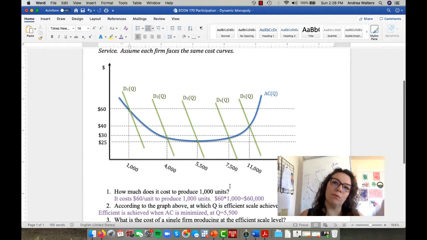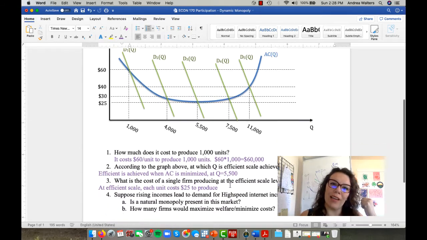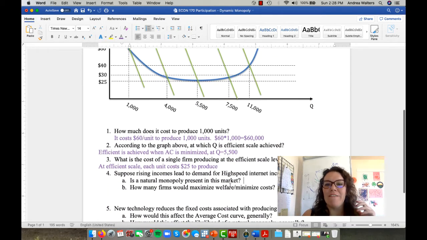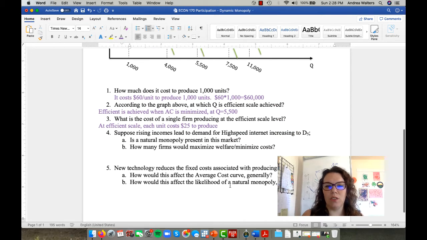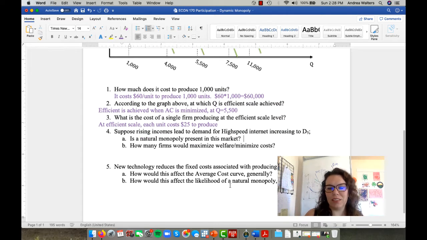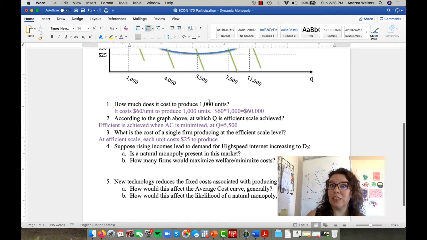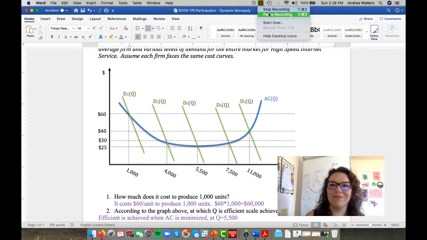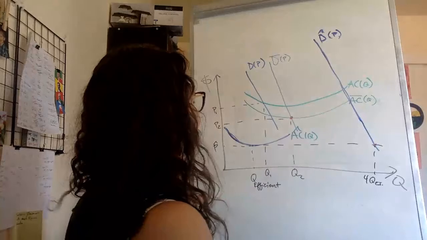And so what I'm going to do is bring that to the board and show you what we kind of expect when we see fixed costs go down. So we want to know how this is going to affect the average cost curve generally, and how this would affect the likelihood of a natural monopoly generally. So let's go to the whiteboard. So this graph is actually up from our last lecture, but I'm going to go over it a different way.